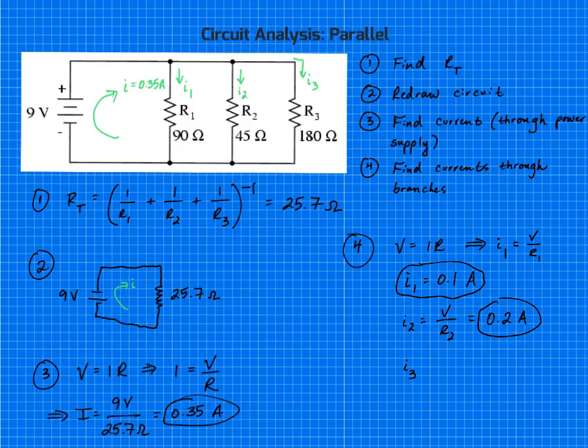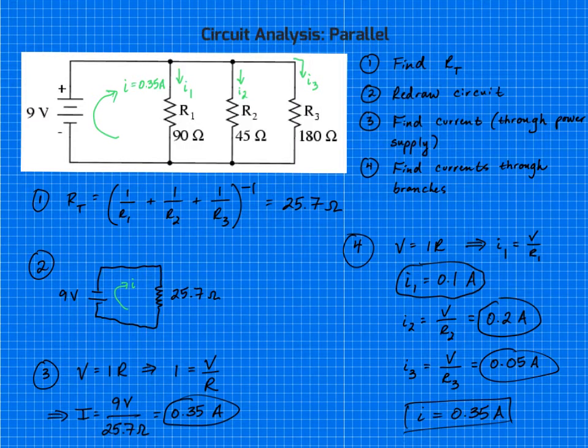Finally, I3 is going to be voltage divided by R3. So I'm going to take my 9 volts divided by 180, and I am going to get 0.05 amps. Okay, now the key here is that these three currents should sum up to I, the current that we calculated through the battery. If we add those up, take 0.1 plus 0.2 plus 0.05, we do indeed get 0.35 amps.